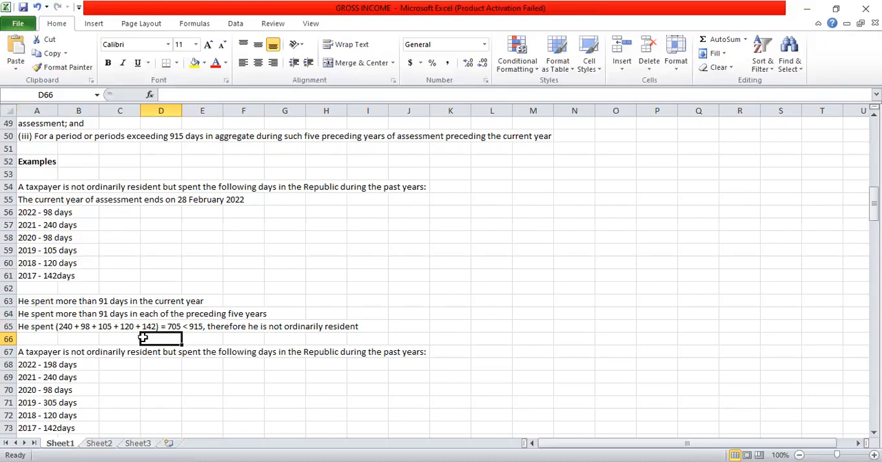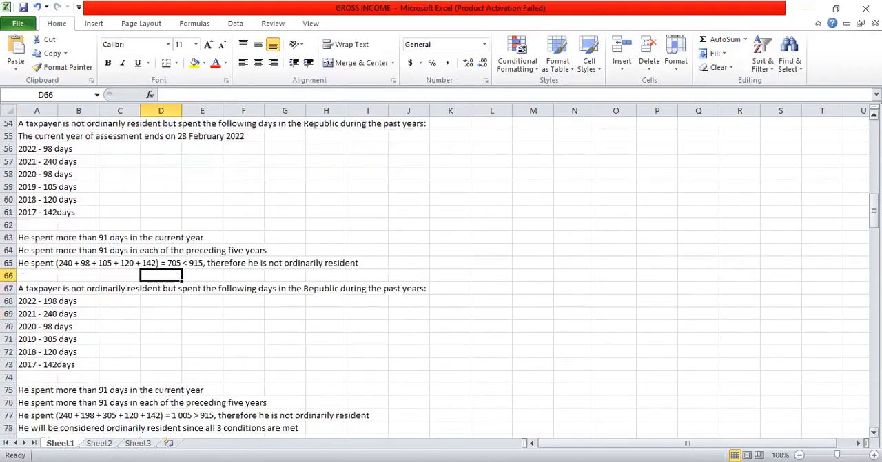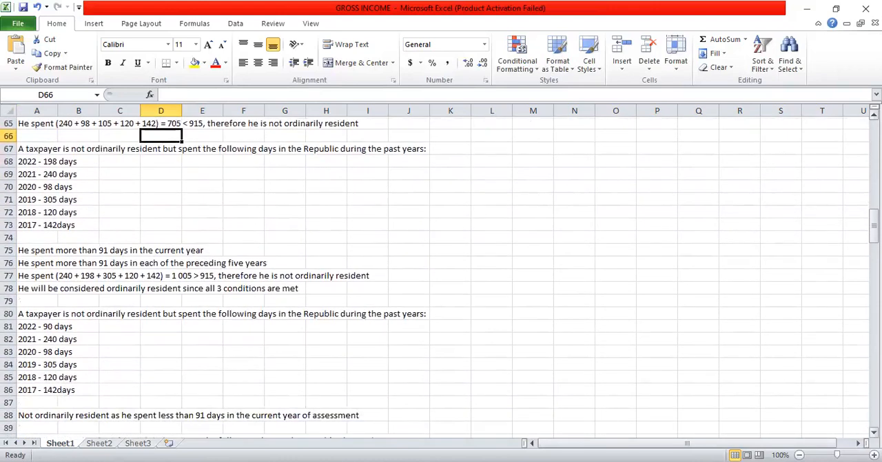So for you to meet the physical presence test, you should meet all 3 criteria. That means more than 91 days in the current year, more than 91 days in each of the previous 5 years, and more than 915 days in total for the previous 5 years.